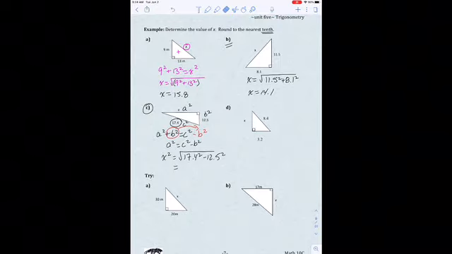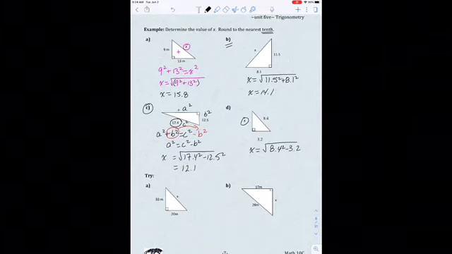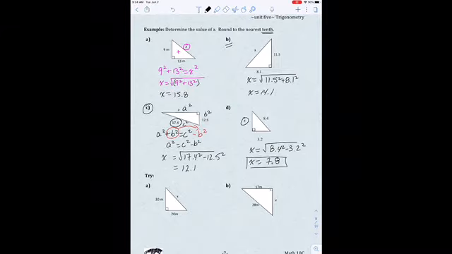Oh, and we don't need our square root sign there because of course I took the square root, and we get as an answer 12.1. Okay, 12.1. And for D, the square root of 8.4 squared minus 3.2 squared, which is 7.8. Okay, so hopefully this is quite straightforward for you.